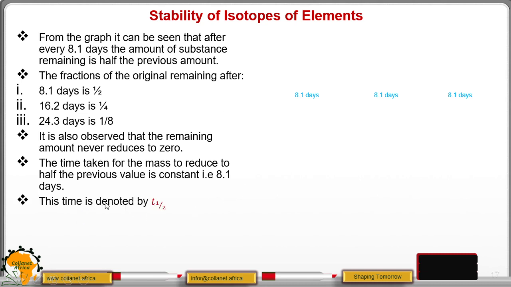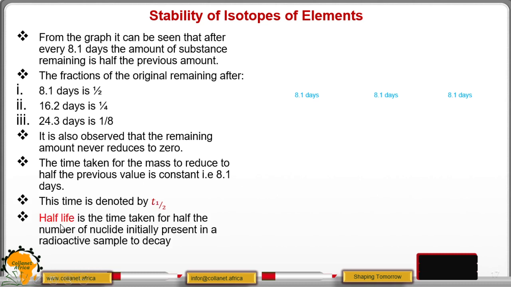Now this time is denoted by T1/2, and we call it half-life. So we can define half-life as the time taken for half of the number of nuclei initially present in the radioactive sample to decay. Note that we are talking of the mass that is initially present, half of the mass that was initially present to decay. That is what we call the half-life.